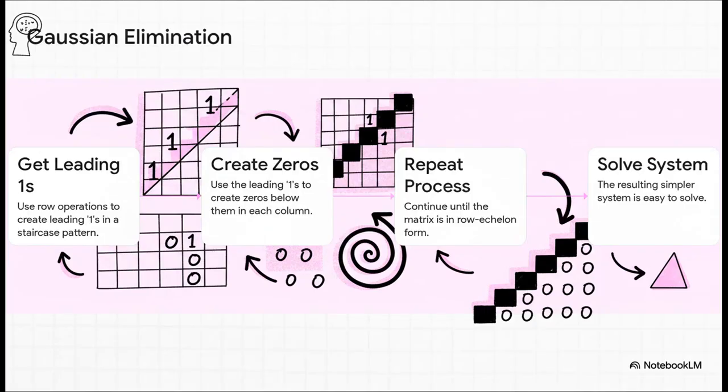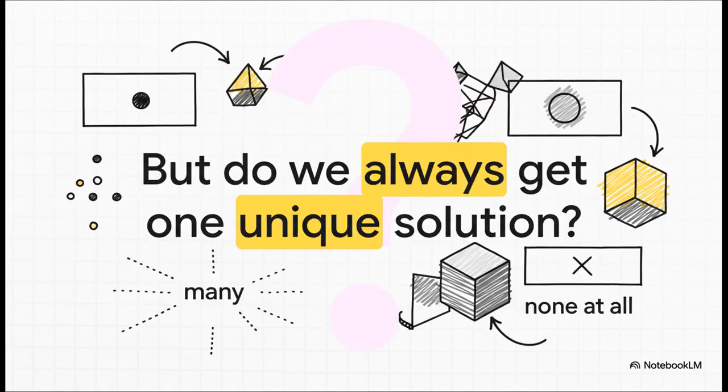So this is our playbook, Gaussian Elimination. The goal here is to use a few simple moves. We call them elementary row operations, stuff like swapping rows or multiplying a row by a number, to chip away at this matrix. We're trying to sculpt it into this nice staircase pattern with leading ones and zeros underneath. Once we get it into that shape, what's called row echelon form, solving the system becomes almost trivial. But hang on a second.